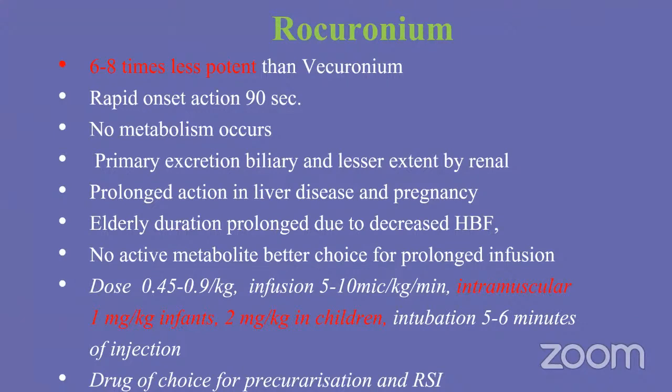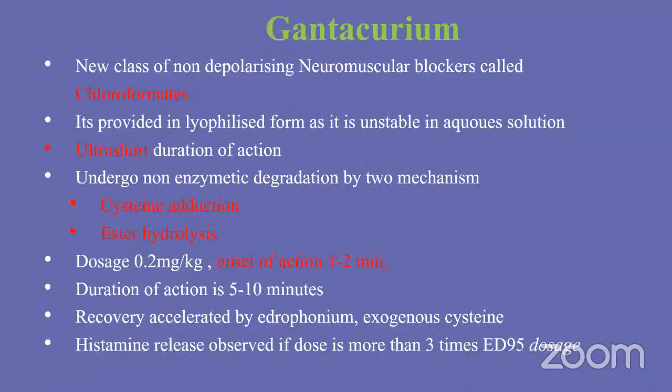No active metabolite, so it is a better choice for prolonged ICU infusion. Dose is 0.45 to 0.9 milligram per kg. Infusion is 5 to 10 microgram per kg per minute. Intramuscularly, 1 milligram per kg in infants, or 2 milligram per kg in children, can be given. Intubation should be done 5 to 6 minutes after the intramuscular dose. It is the drug of choice for precurarization and rapid sequence induction wherever sugammadex is available.